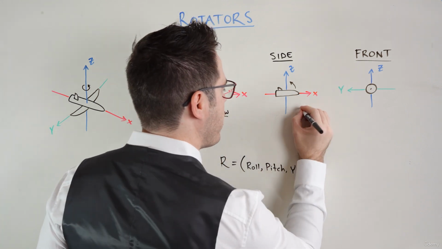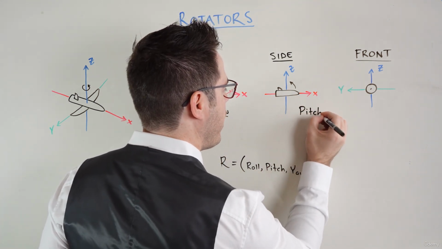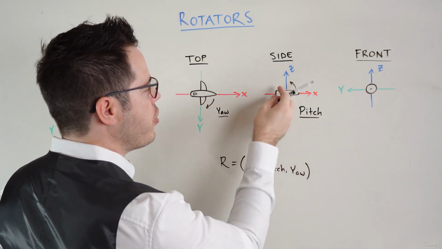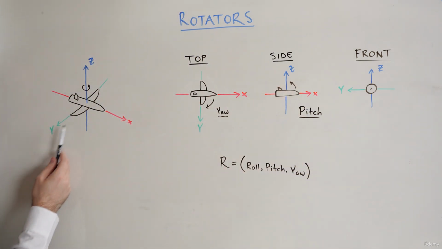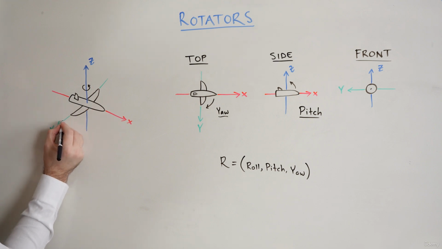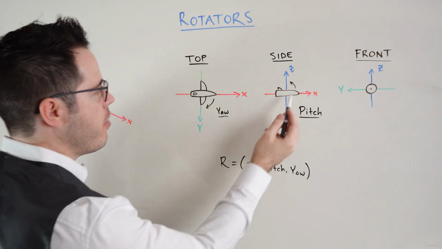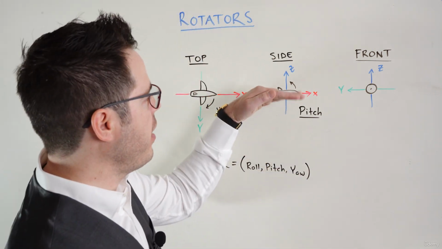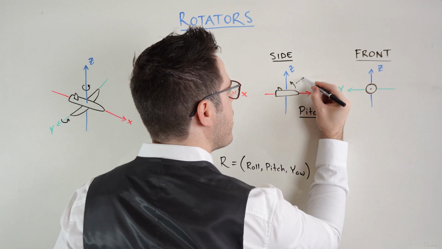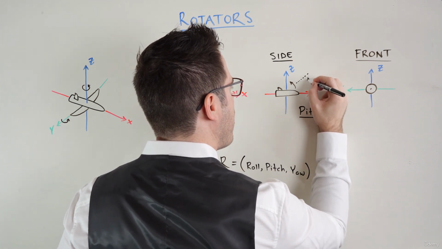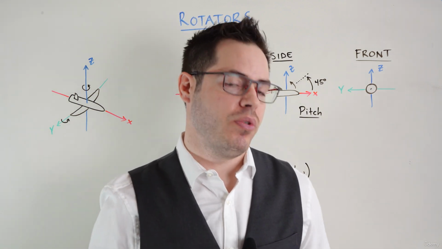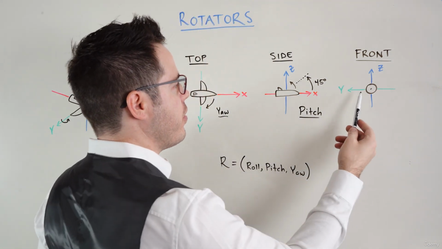This is changing the pitch of our plane. This rotational quantity called pitch is rotation about the y-axis. So what we're doing is we're taking our plane and we're rotating it about the y-axis. And this is changing our plane's pitch. If we tilt the plane up by 45 degrees, then we've just changed our pitch by 45 degrees. That's how pitch works.